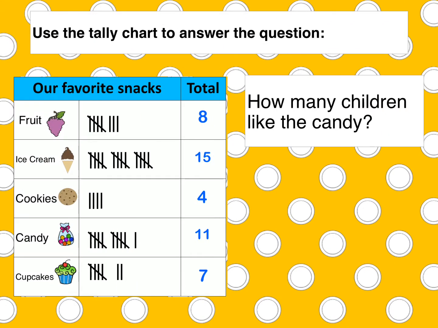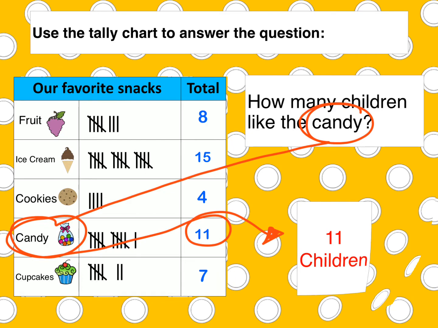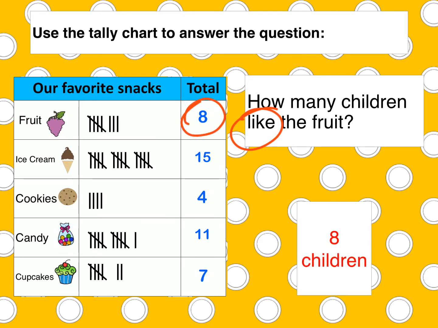Are you enjoying reading the tally chart, grade 1? Me as well. Let's move to this question now. How many children like the candy? Let's look at the candy. How many did we record for the candy snack? Wonderful, 11. So they are 11 children. And how many children like the fruit? Perfect, it's 8. 8 children like the fruit.